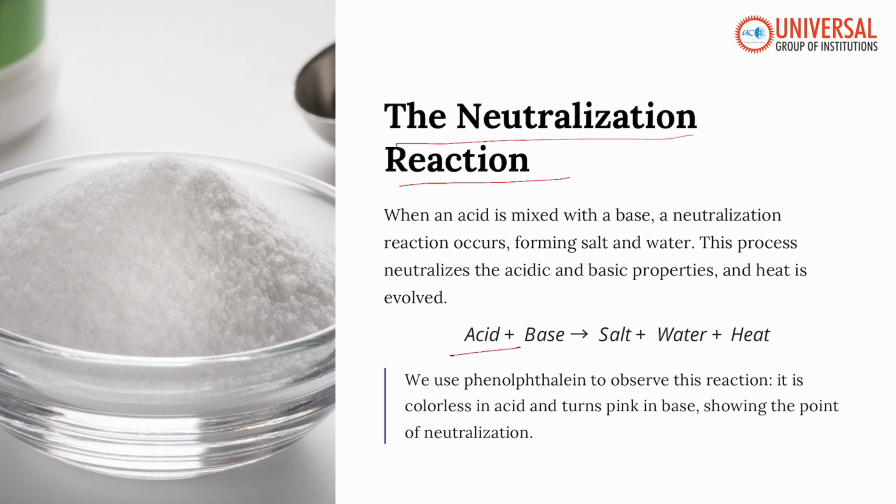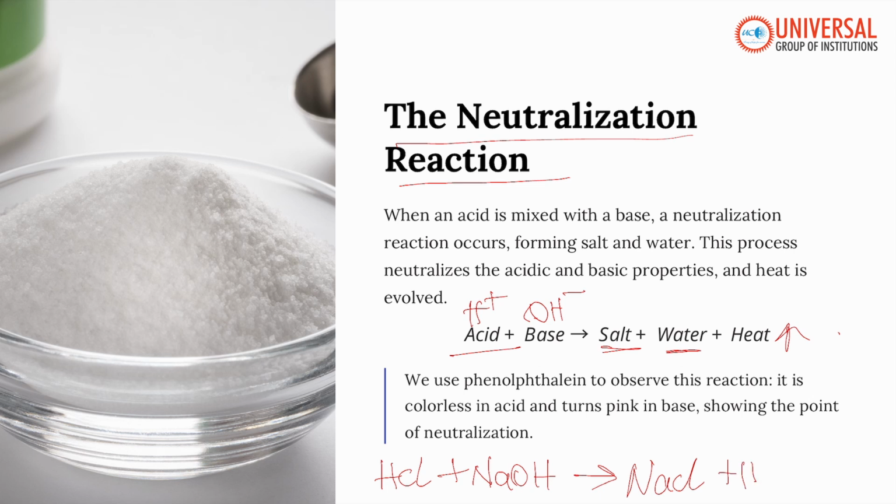So when acid, which is H plus ions, plus the base, OH minus ions, are added, they produce salt, water, and also liberate heat, which is an exothermic reaction. I can write an equation as HCl, hydrochloric acid, plus NaOH, sodium hydroxide, gives NaCl, which is sodium chloride, plus H2O, water, plus heat liberated. So both acidic and basic properties are neutralized here.